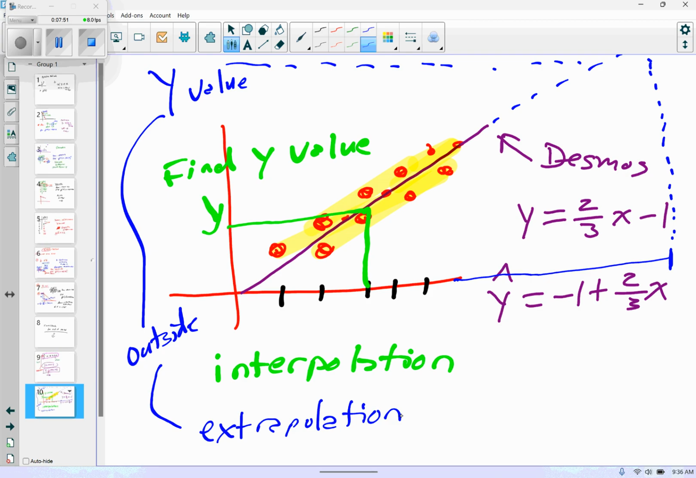Yeah? So it's just if it's outside the range for your actual y value? If it's outside of your data points.